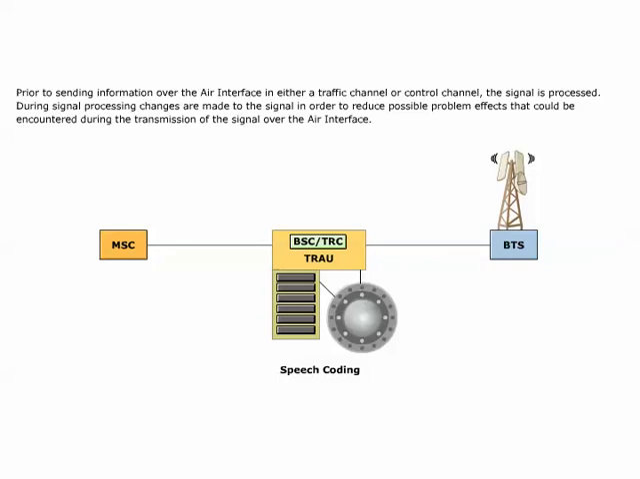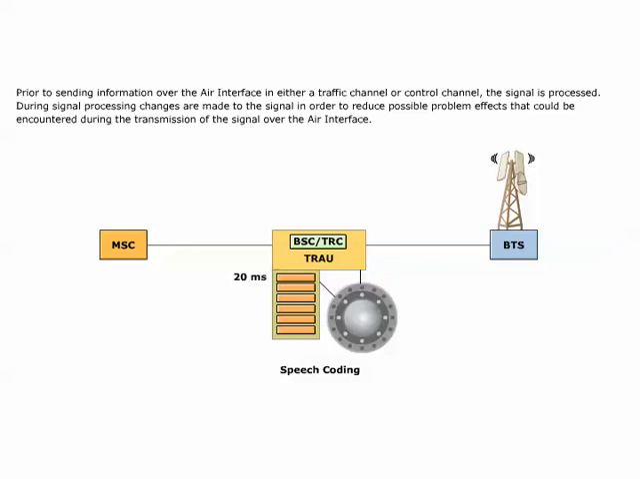Prior to sending information over the air interface, in either a traffic channel or control channel, the signal is processed. The PCM-coded speech coming into the TRC, or BSC-TRC, on the air interface is delivered at 64 kilobits per second. 8 of these channels would yield a bit rate of 512 kilobits per second over the air interface, with no transmission reliability added.